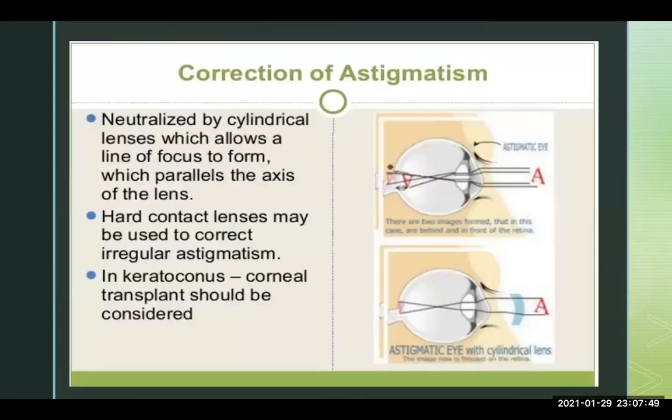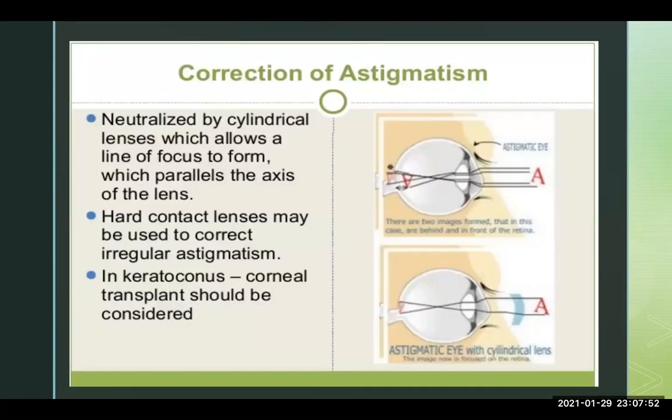Keratoconus is one of the common forms of irregular astigmatism of the cornea. So the cornea in the normal is regular and smooth, while the cornea becomes cone-shaped with the apex of the cone below and nasal to the corneal center in cases of keratoconus.